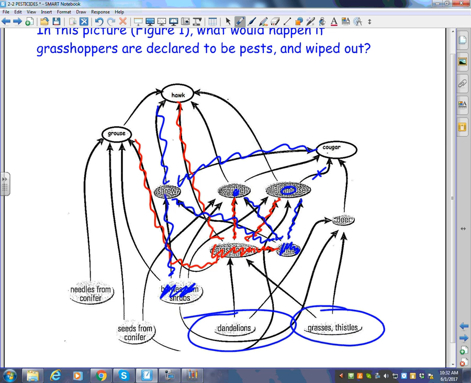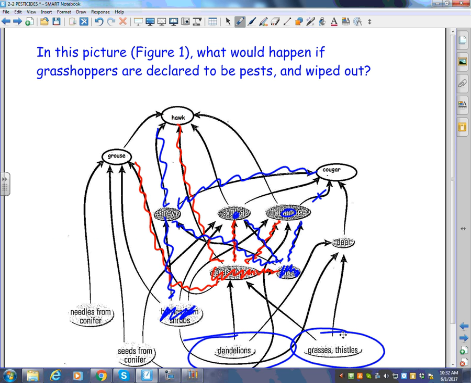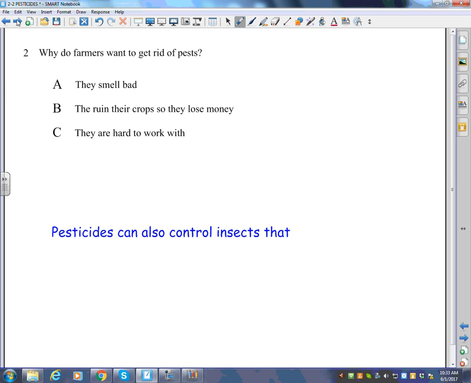So it puts a real sort of stress on the ecosystem. Would that allow deer to have a higher population? That's true. The deer population would go up. Yeah. True.